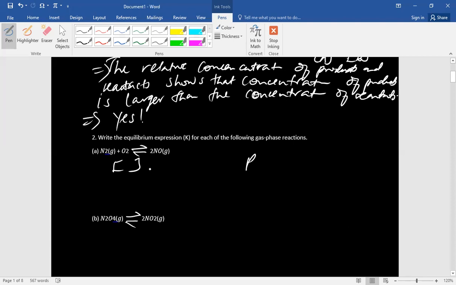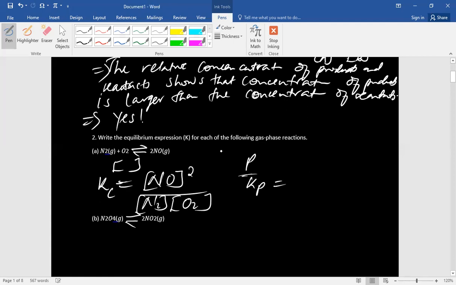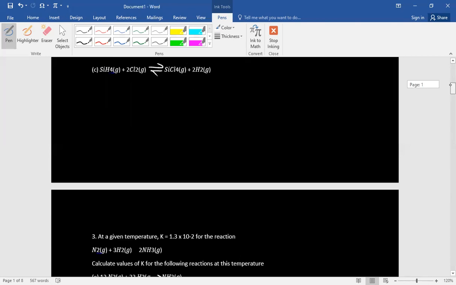So the equilibrium expression for this: K is equal to, we go to the products, we have NO squared and then divided by N2 times O2. You end there. That's the value of the equilibrium concentration. So this is Kc because we're considering concentrations. For partial pressures, it will be Kp equal to the partial pressure of nitrogen monoxide squared over the partial pressure of nitrogen times the partial pressure of oxygen. It's as simple as that.